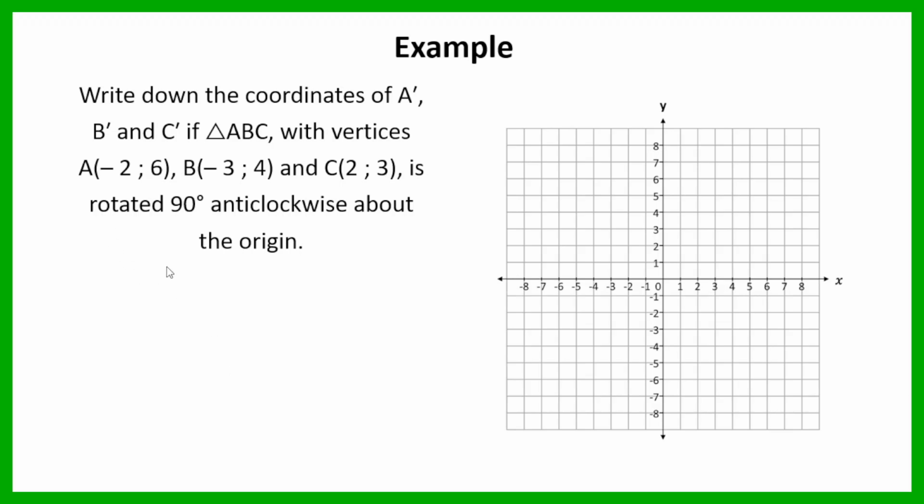So we're going to plot the points. A is (-2, 6), B is (-3, 4), and C is (2, 3), and then join it together as a triangle. So that's what you should get when you plot that triangle.